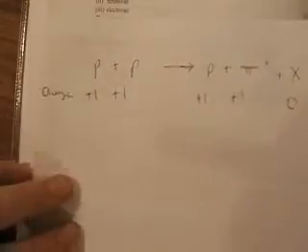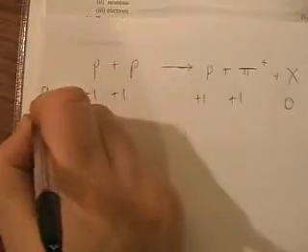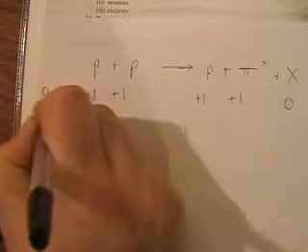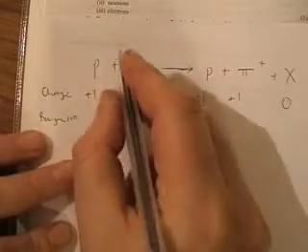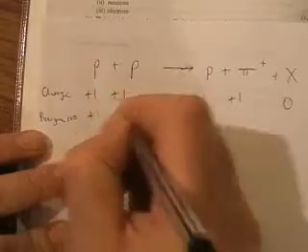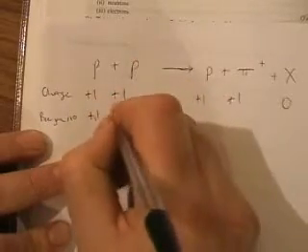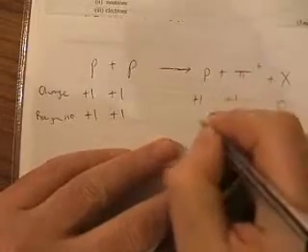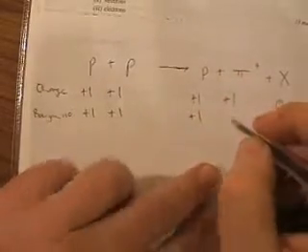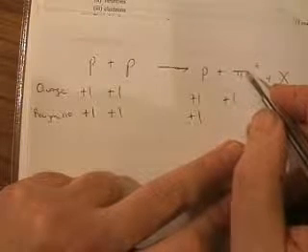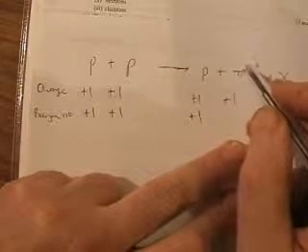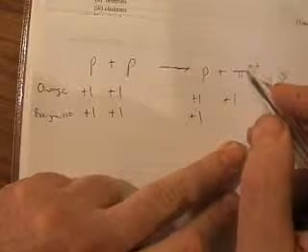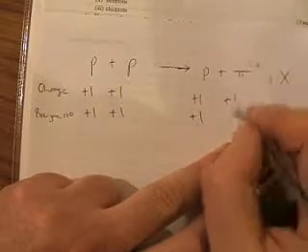What else do we know has to be conserved? Well, we know that baryon number must be conserved. So is a proton a baryon? Yes, so it's baryon number +1. Same for the other proton, baryon number +1. After the collision, we've got a proton, so that's a baryon number of +1. We've got the pi plus, a pion, a pi meson. If it's a meson, is it a baryon? No, it isn't, so it's baryon number 0.